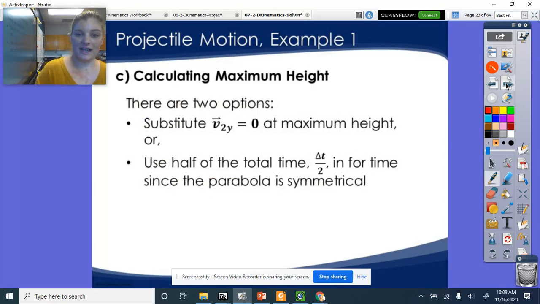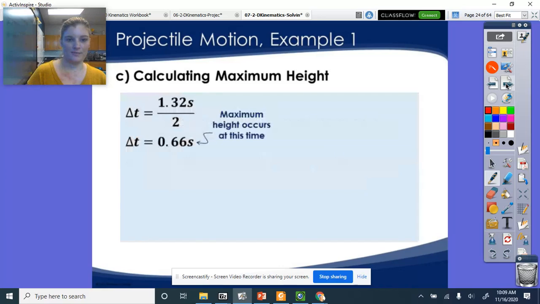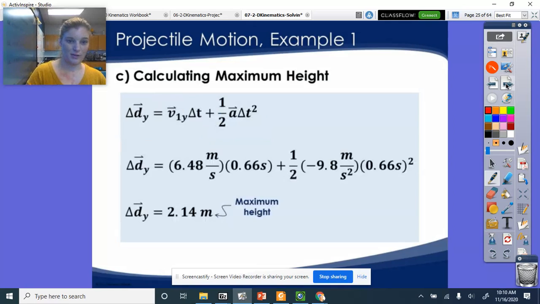So now to calculate maximum height, I have two different options. I can say that my final velocity for my y is 0 because at maximum height it would be 0. Or I take that time and divide it in half. Since the parabola is symmetrical, remember I can just fold it in half and figure out what that maximum height's going to be. So if I take the time and divide it in half, I know that that's going to happen at 0.66 seconds, which means I can use that to plug into my equations.